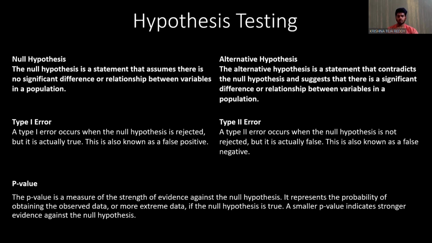P-value. The p-value is a measure of the strength of evidence against the null hypothesis. It represents the probability of obtaining the observed data or more extreme data if the null hypothesis is true. A smaller p-value indicates stronger evidence against the null hypothesis.